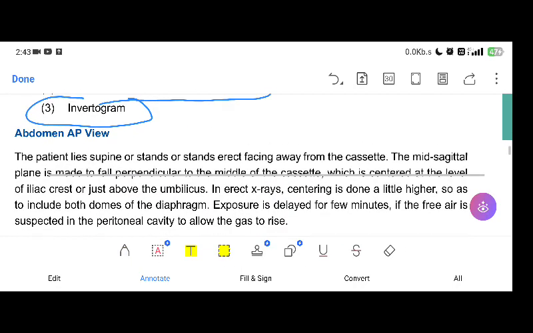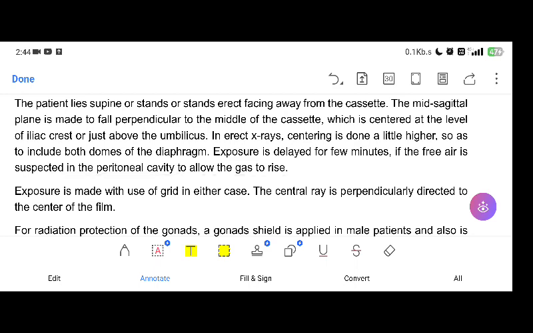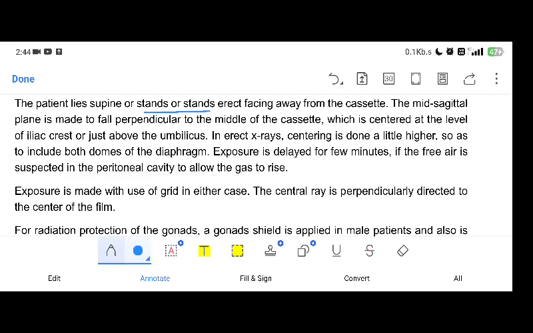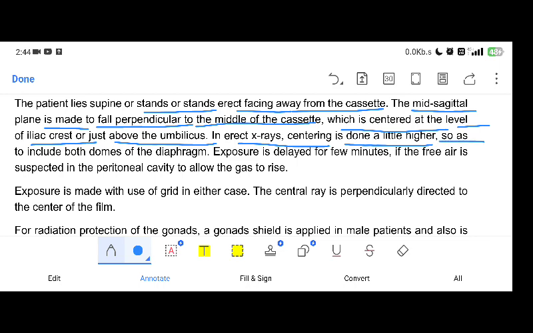So for the abdomen AP view, the patient lies supine or stands erect facing away from the cassette, and the mid-sagittal plane is made to fall perpendicular to the middle of the cassette, which is centered at the level of the iliac crest or just above the umbilicus. In erect X-rays, centering is done a little higher so as to include both domes of the diaphragm.